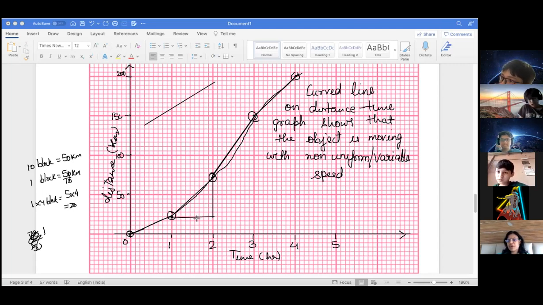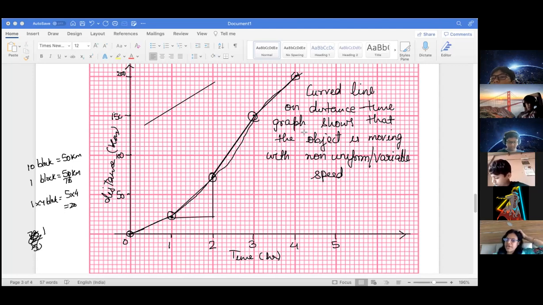Is it clear, Abdullah? Yes, ma'am. So whenever you have to find speed, you can use the same formula, perpendicular upon base, and between any 2 points you can find out. But here you will find between these 2 points only, not from here and here, okay? Because these two are different.